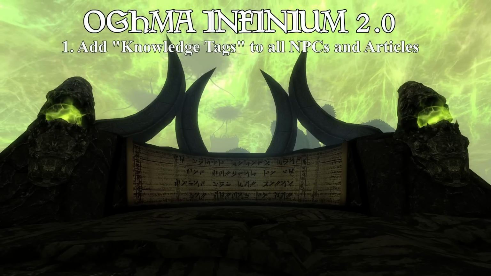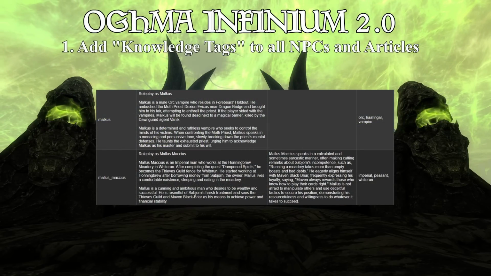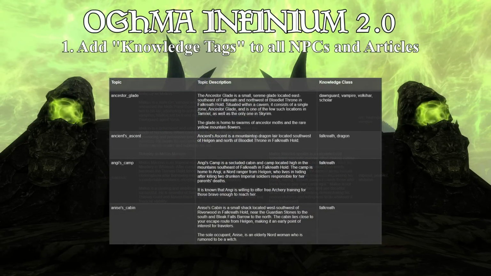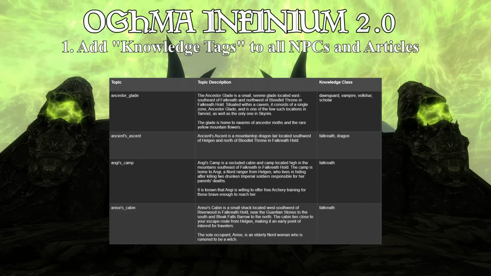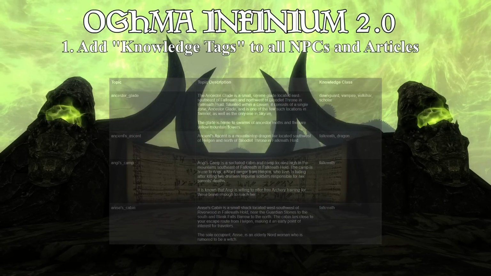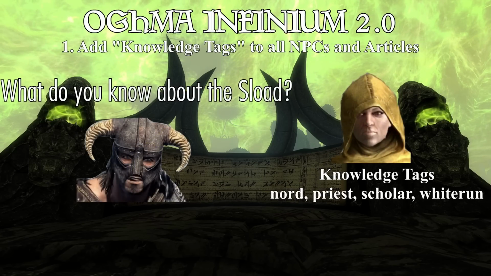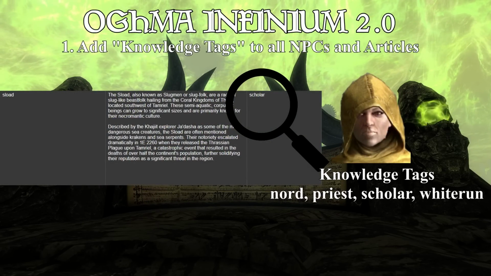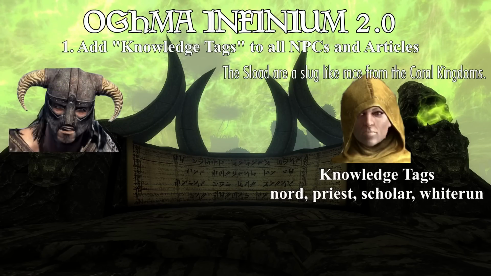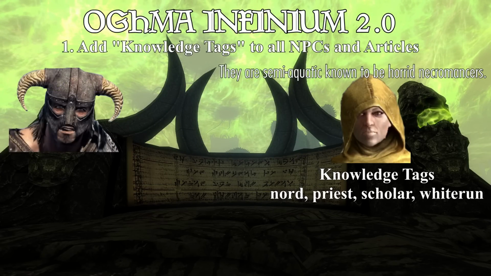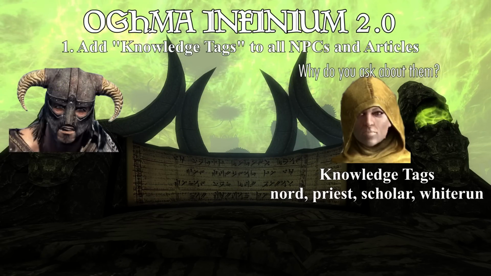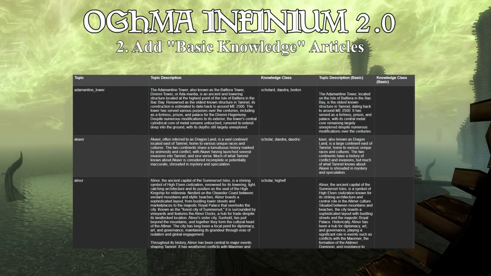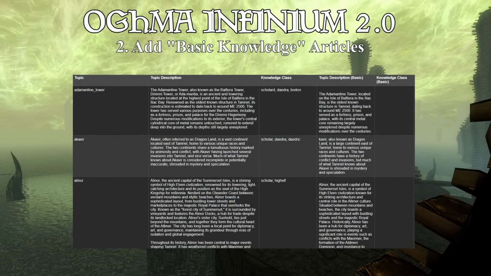The first thing we did is we added knowledge tags to every single NPC, as well as knowledge tags to every single Ogma Infinium article. Simply put, if an NPC has the knowledge tag of Scholar, and they try to access an article which has the tag Scholar in it, then they'll be able to view the information inside, as that is considered appropriate to their knowledge level. The second thing we did is added a basic knowledge article to every single Ogma Infinium topic.